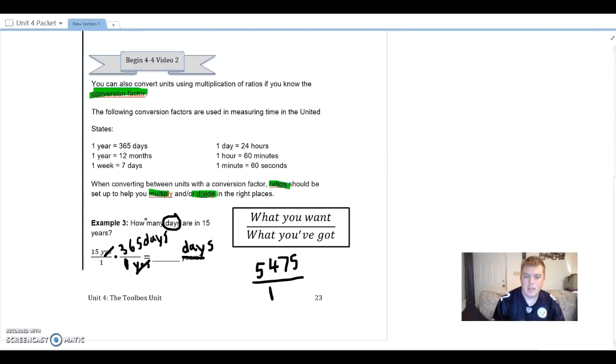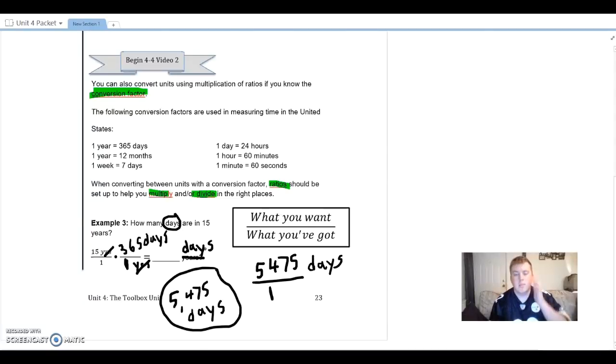Now we also want to pay attention to our units. We only have days up top, that's the only unit that's not canceled out. And if you recall, that's the unit that we wanted at the end, so we know we've canceled out all our appropriate units. Now at the bottom, we don't have any years left, so this is just going to be 5,475 days divided by 1. So our final answer is just going to be 5,475 days in 15 years.